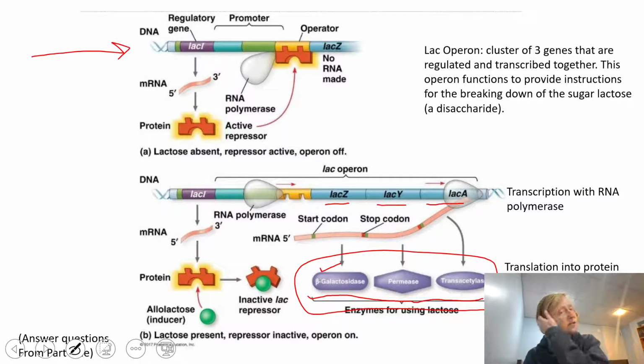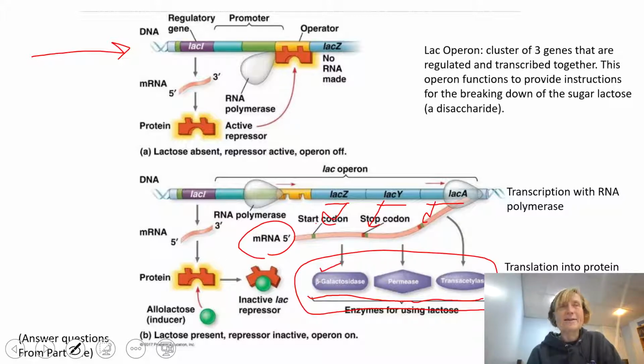Okay? So it turns out that in bacteria, clusters of genes are regulated together as units. So we can turn on or turn off this cluster of genes all at one time. We call a cluster of genes that are regulated and transcribed together an operon. And this is called the lac operon. What happens is when it's turned on, the genes will all be transcribed into one long mRNA molecule, and that mRNA molecule is then used in translation to make all three of these enzymes.